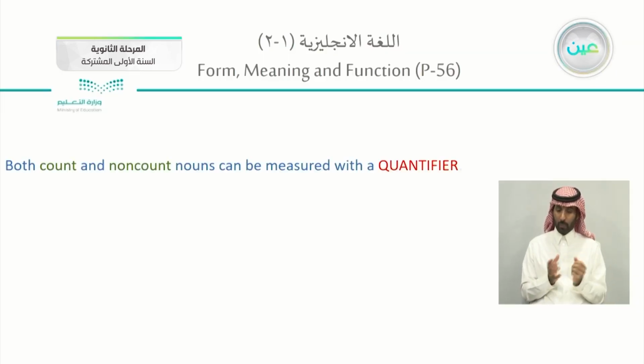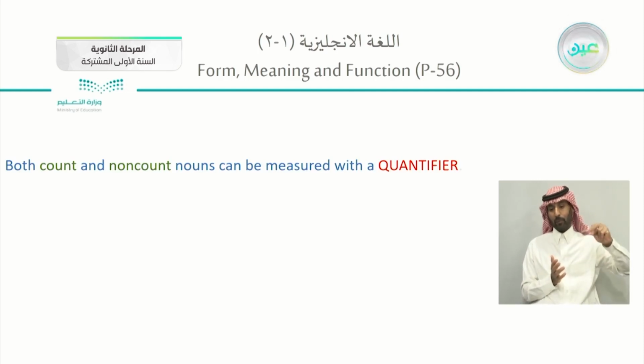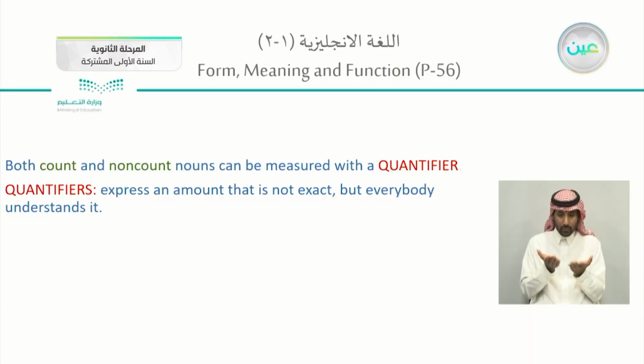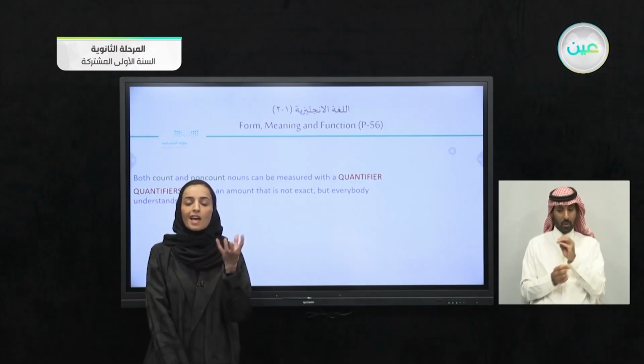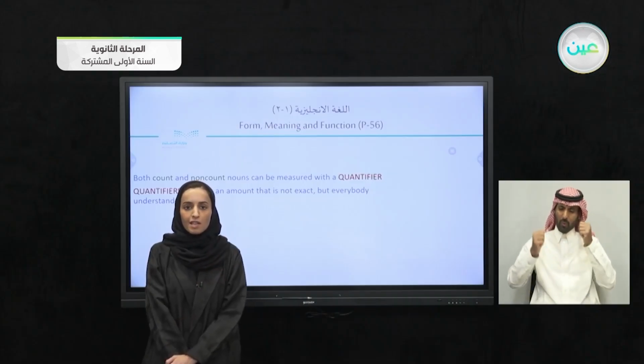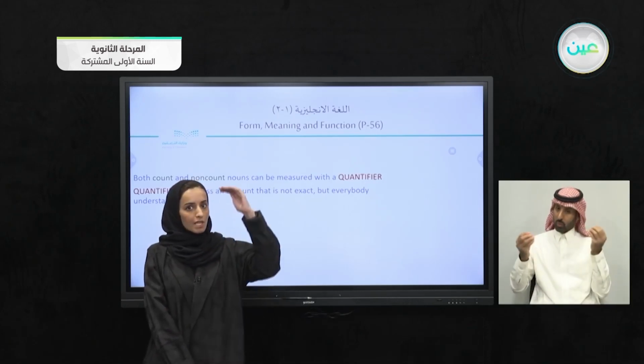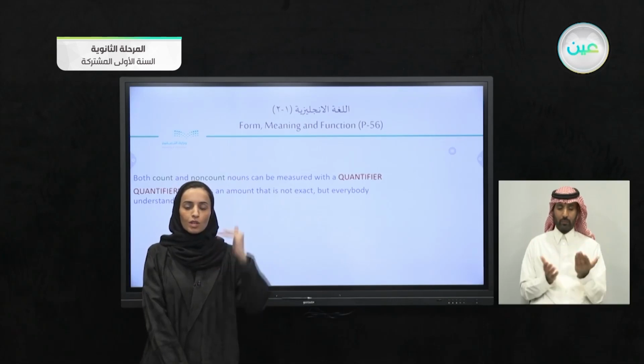What are quantifiers? Quantifiers are actually words that we can use with both the count and the non-count nouns. They are used to measure how much or how many we have. Quantifiers express the amount, but it is not exact, though everybody understands it. So if I tell you there are a lot of students in the class, I'm not giving you a number, but I'm telling you about the amount. You're telling me it is up here, not below, above.